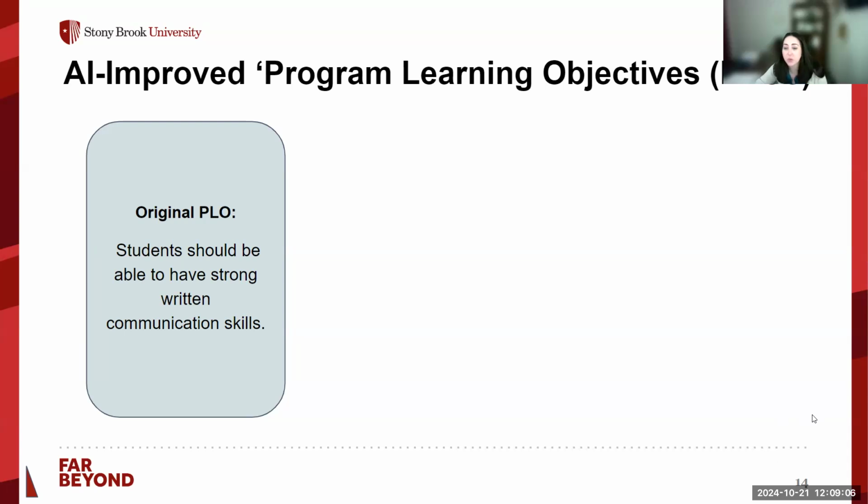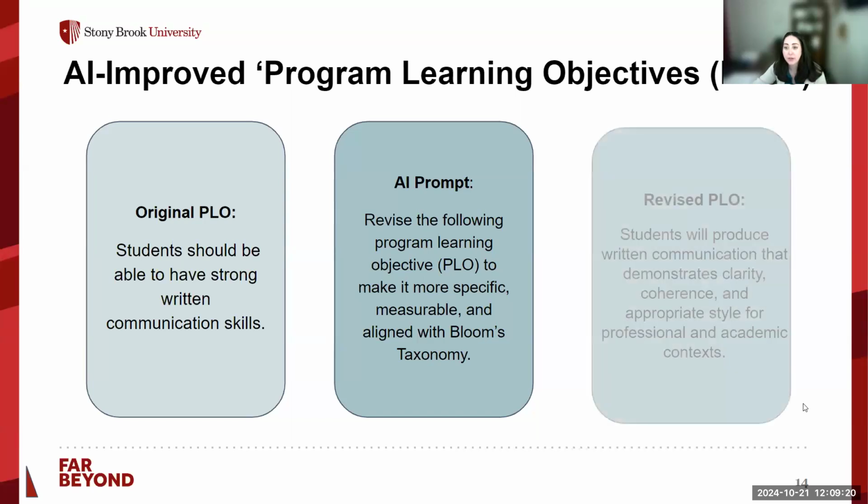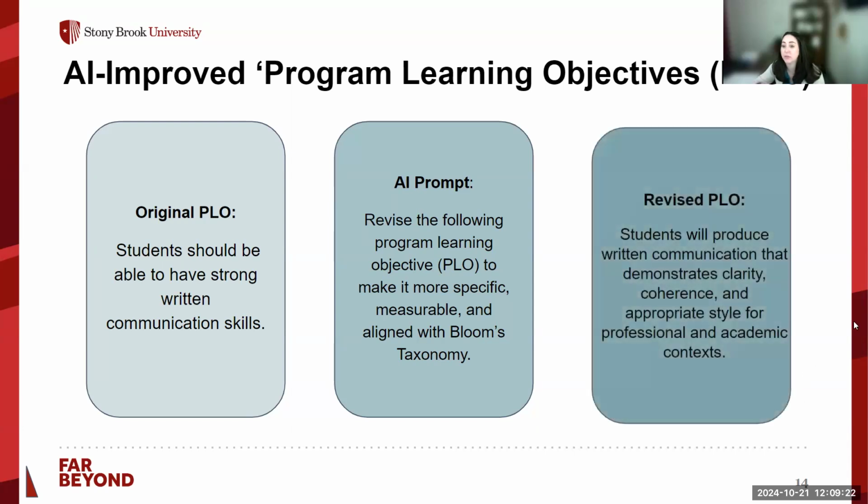So we would consult with, let's say, ChatGPT to say, revise this PLO to make it more specific, measurable, and aligned with Bloom's taxonomy. You could choose a different taxonomy if you're interested, but Bloom's is always sort of our go-to. And then you might see something like this as the result.